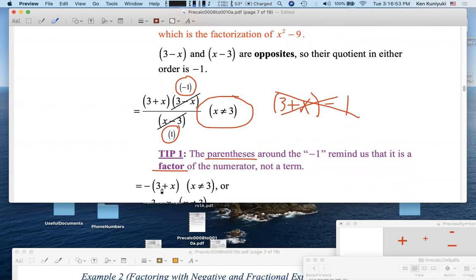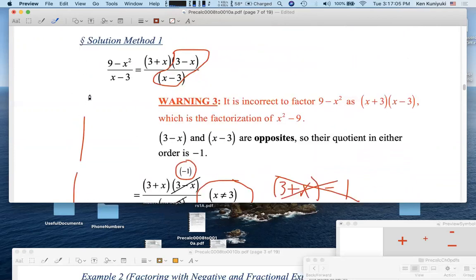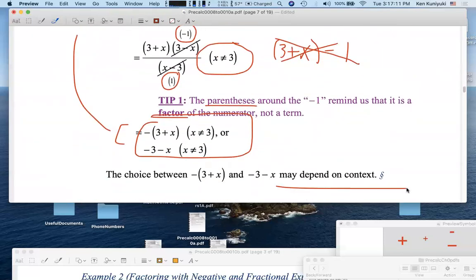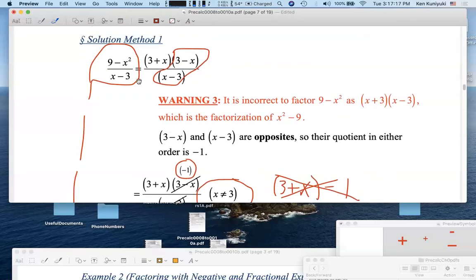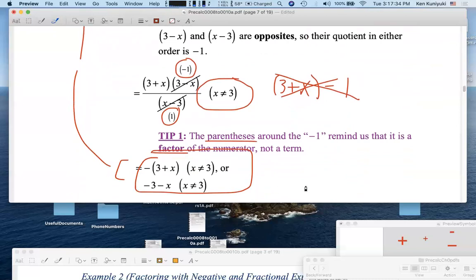If you wish, you can distribute the -1. We get -3 minus x, again, with the hidden restriction. So either of these should be acceptable. Either of these will be equivalent to the given expression way up here. In terms of which may be preferable, that may depend on the context, like if this is part of a bigger problem. So to recap, you can factor 9 minus x squared directly as the factor 3 plus x times the factor 3 minus x. Be careful. A lot of students make this mistake here. When you divide opposites, you get -1. There is a hidden restriction. Make sure you note that.